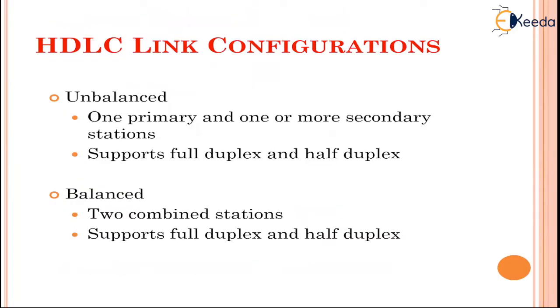Then link configurations. There are two link configurations, unbalanced configuration and balanced configuration. Unbalanced configuration consists of one primary and one or more secondary stations and supports both full duplex and half duplex transmission modes. Balanced configuration consists of two combined stations and supports both half duplex and full duplex transmission modes.